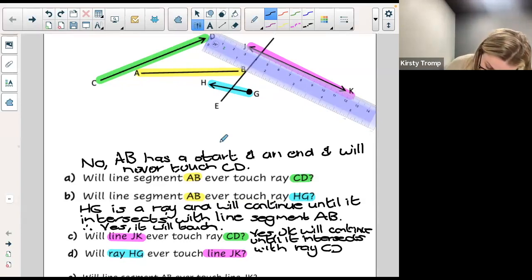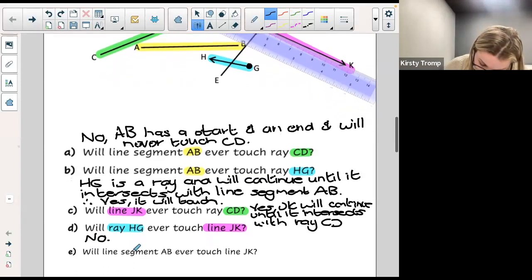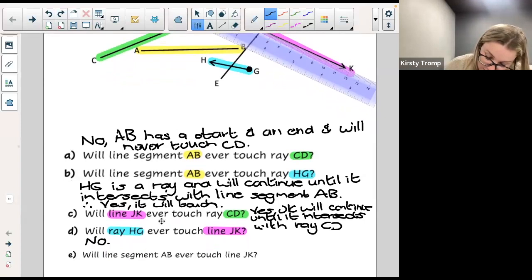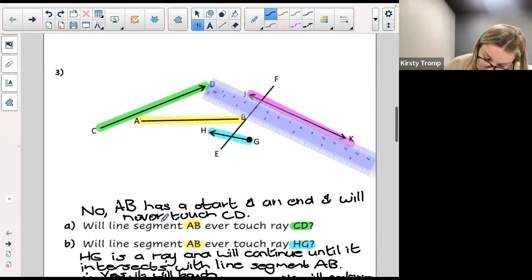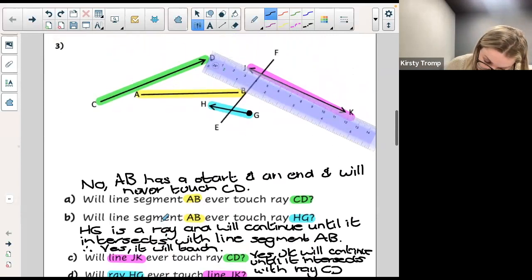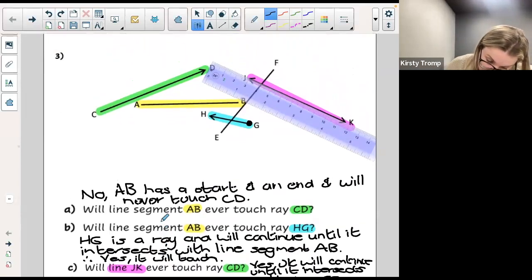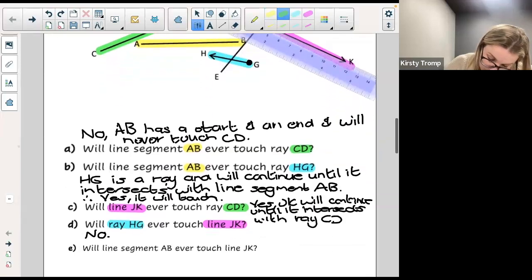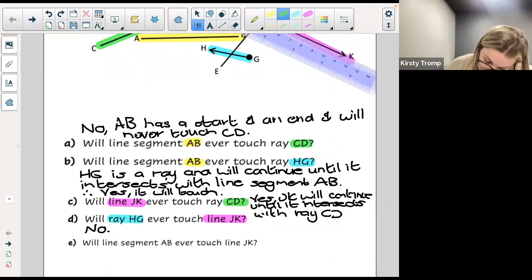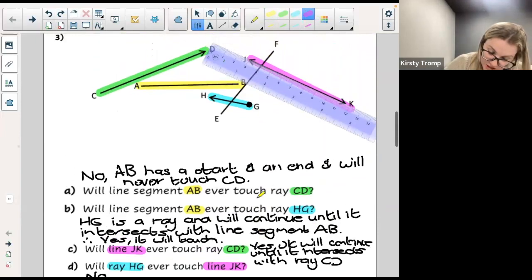Well done. So will it ever touch? No. Well done. Okay. And finally, will line segment AB ever touch line JK? So there's AB, it's in yellow. Will line segment AB, which is in yellow, ever touch line JK, which is in pink? All right, will they ever touch?